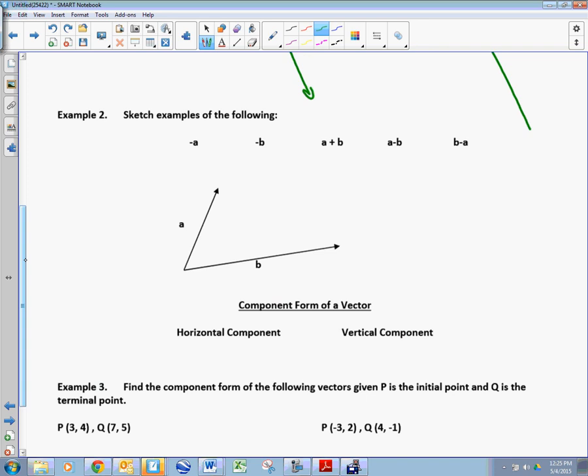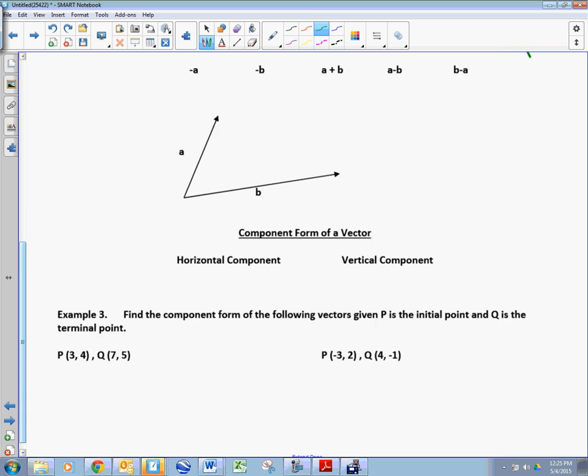So if we want to sketch examples of the following vectors, if this is vector A and that's vector B, we want to sketch negative A. We're simply going to go in the opposite direction, same length. And if we would like to sketch negative B, again, we would go in the opposite direction, the length of B.